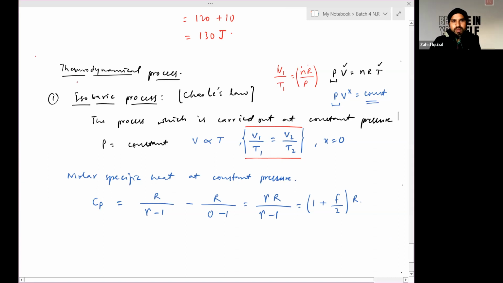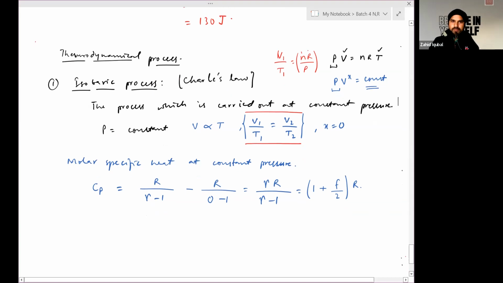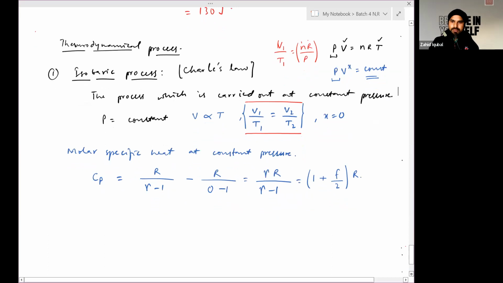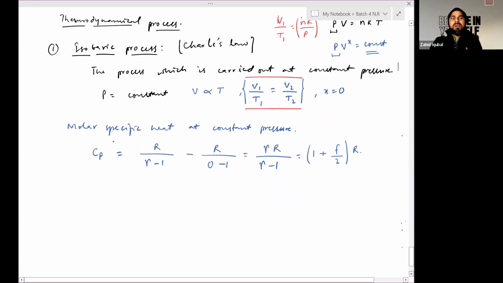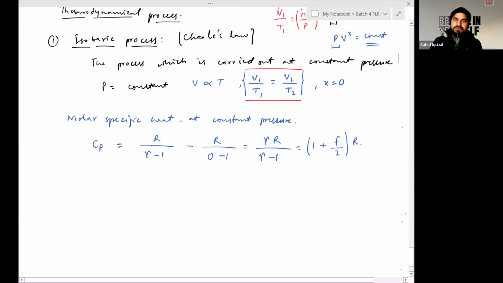Okay, so we have started the isobaric process, which is also called Charles law. At constant pressure, volume and temperature are directly proportional to each other. And the molar specific heat for constant pressure will be Cp, which may be calculated using this expression in terms of gamma or in terms of degree of freedom like this.